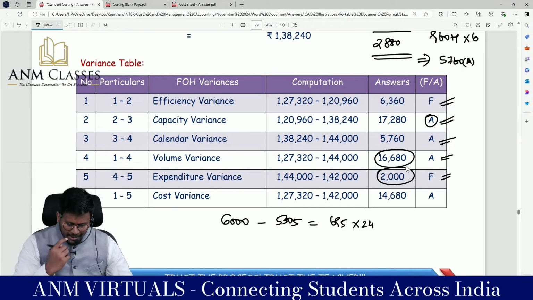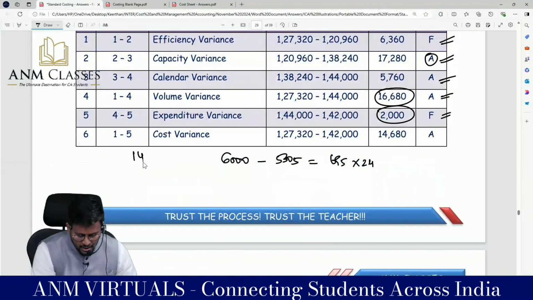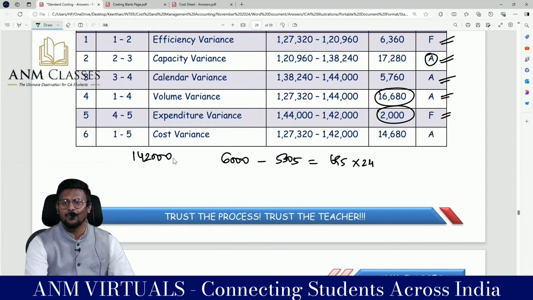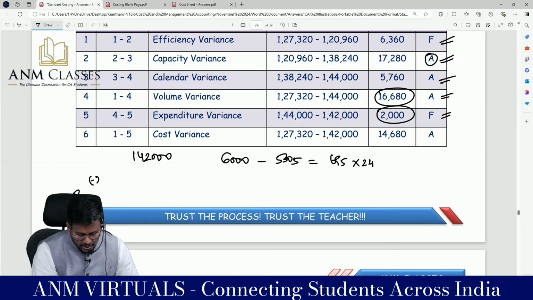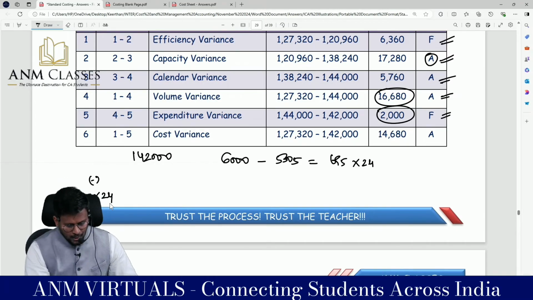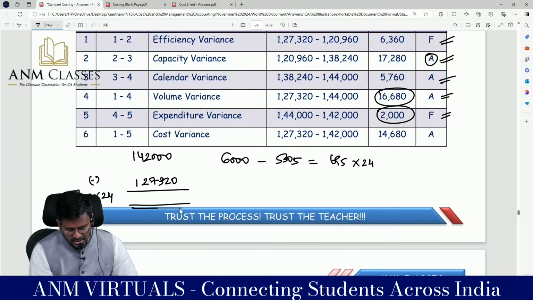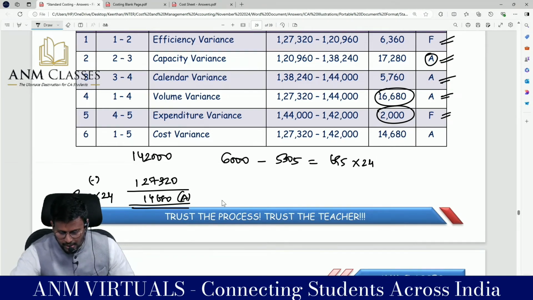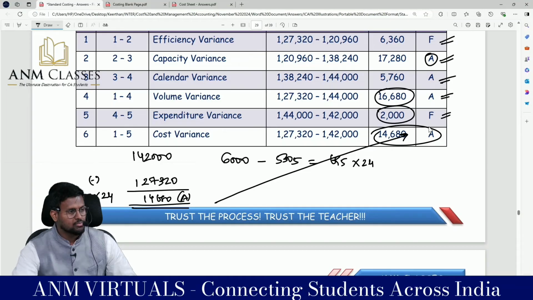Yes, sir. Then the cost variance: I have actually incurred 1,42,000, right? Out of that, 5,305 into 24 is what I have absorbed, 1,27,320. It leads to under absorption. How much is the under absorption? 14,680 adverse. Under absorption. Are you really with me?